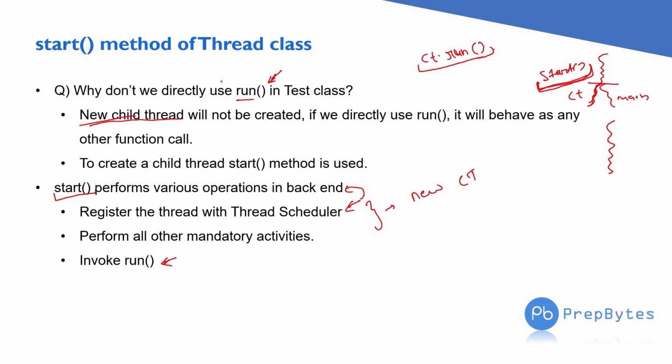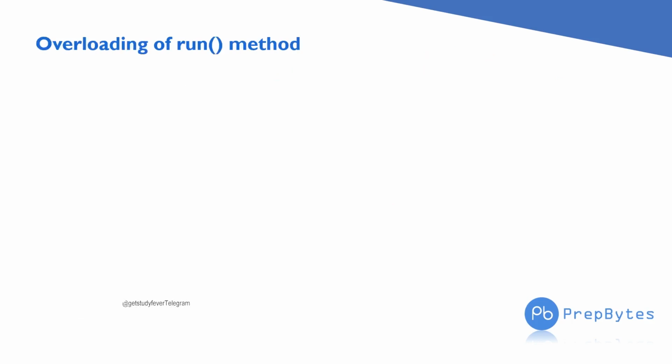So let's now move to our next topic, that is overloading of the run method. Overloading of the run method, not overriding, but overloading. Now let's see some code. The first question that can be asked is, is it even possible to overload the run method? Will it give an error? The answer is no, it will not give an error.